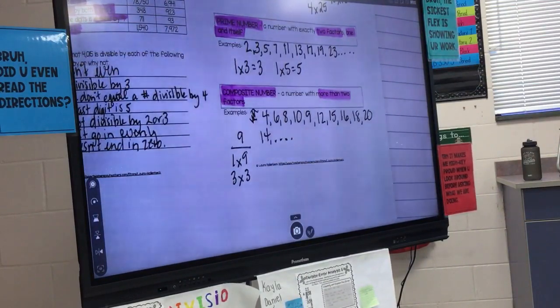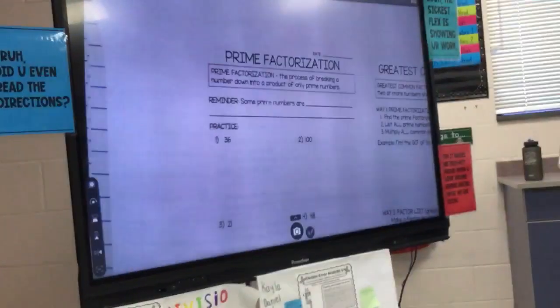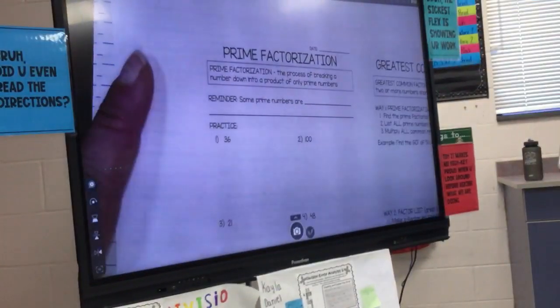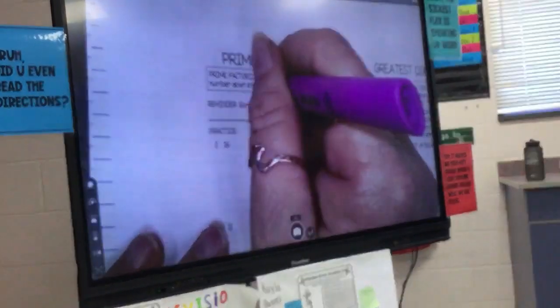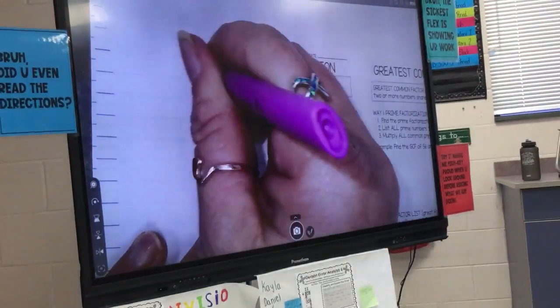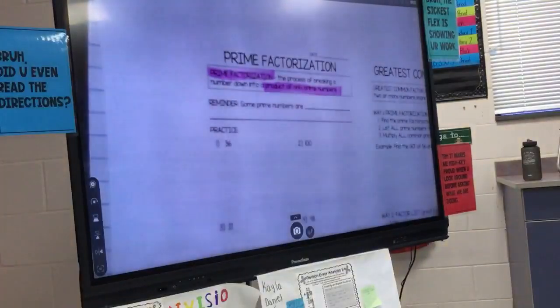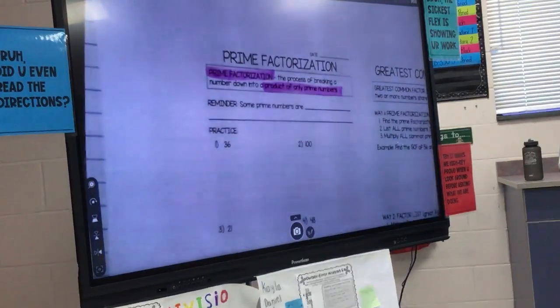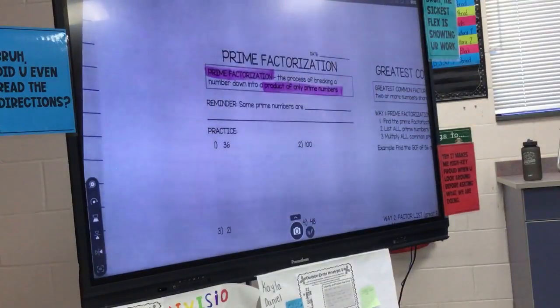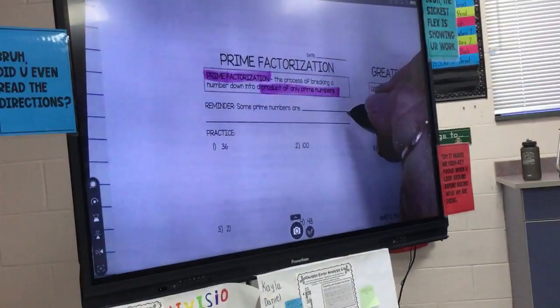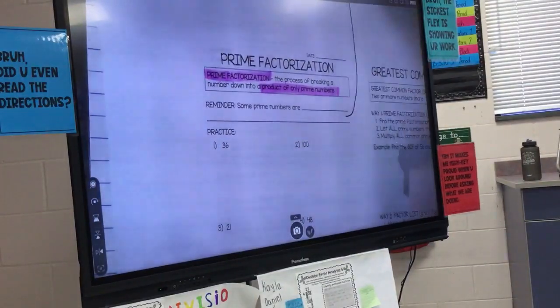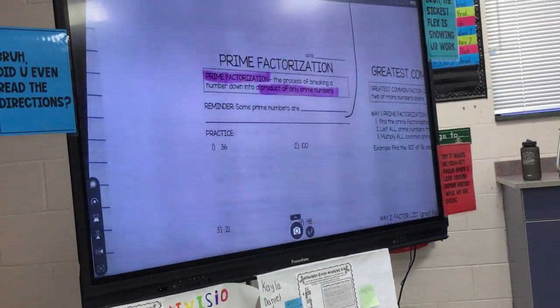All right, slide down to prime factorization. Prime factorization is the process of breaking down a number into a product of only prime numbers. So essentially, all the prime numbers that we were just talking about, we're trying to get to there. And we're not going to write those again. You can just draw an arrow up to your prime numbers.